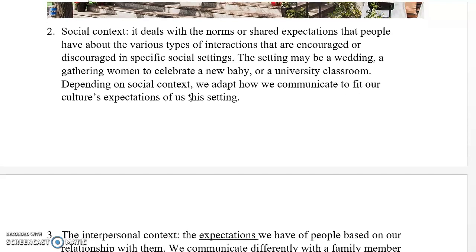Am I communicating with you at a party, at a university, in a classroom? Am I doing it at a graduation party? Am I doing it in the supermarket? So I have to think about the occasion or the place where I have this conversation with you. Depending on social context, we adapt how to communicate to fit our culture's expectations of us in this setting.